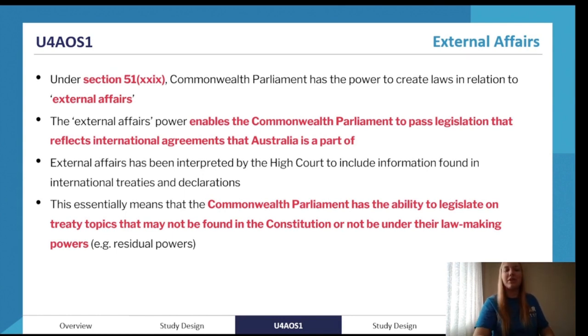Another section to remember, another definition to remember. Important to take into account that they can legislate in residual powers. That is actually very important because often some agreements and treaties and declarations do require that.